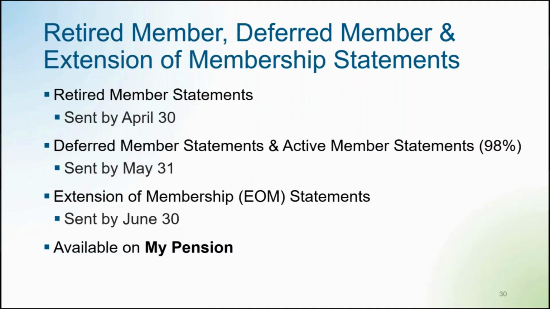To wrap up, here's a summary of the schedule for statement production. Annual statements for retired members and surviving spouses will be sent by April 30th. Deferred members will receive their annual statements by May 31st. We are also targeting the completion of 98% of active member statements by the end of May. Members who are in the 24-month extension of membership period will receive an annual pension statement by June 30th. All members can view their statements on My Pension.